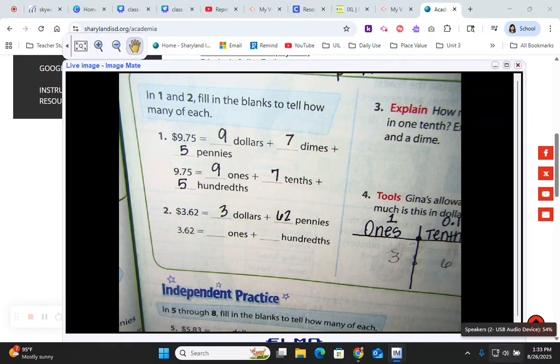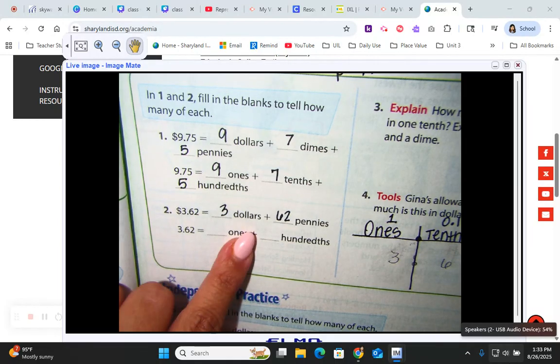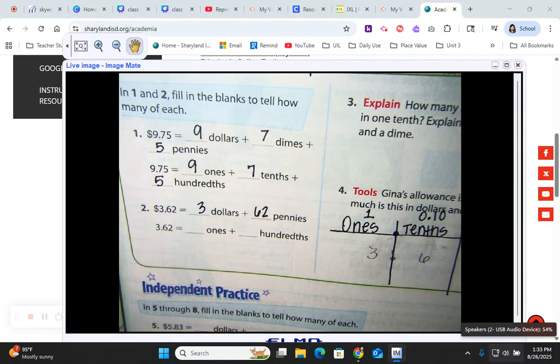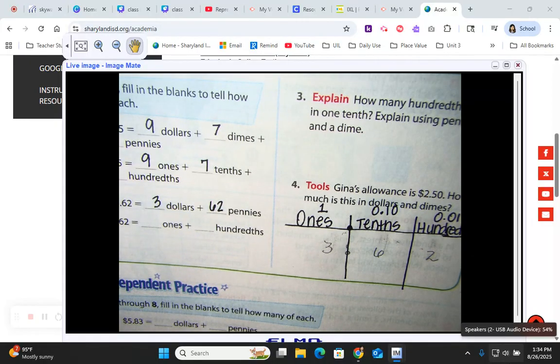How many would I need? 62. So just because you don't see the tenths doesn't mean, oh, well, then I can't do it. Because you can represent it using a different type of coin. Now, using your place value chart, bestie, fill in this bottom part. You can do it alone.